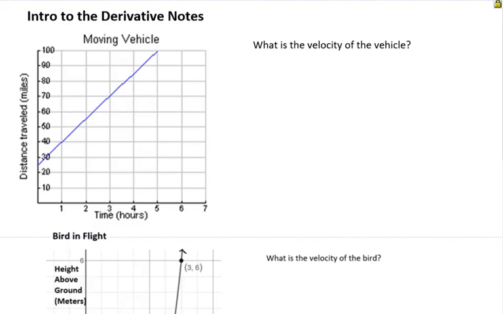I want to call your attention to the graph here. This is a graph of a moving vehicle. The x-axis represents time in hours, and the y-axis represents distance traveled in miles. The question is, what is the velocity of the vehicle? I encourage you to pause the video for a moment and think about how you would calculate the velocity of the vehicle using this graph.